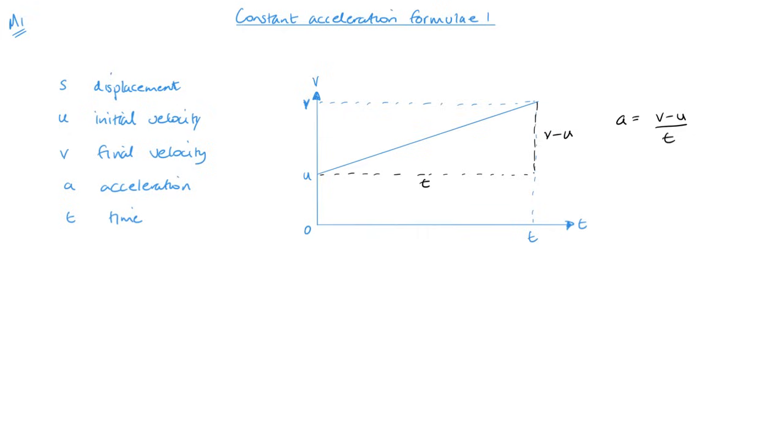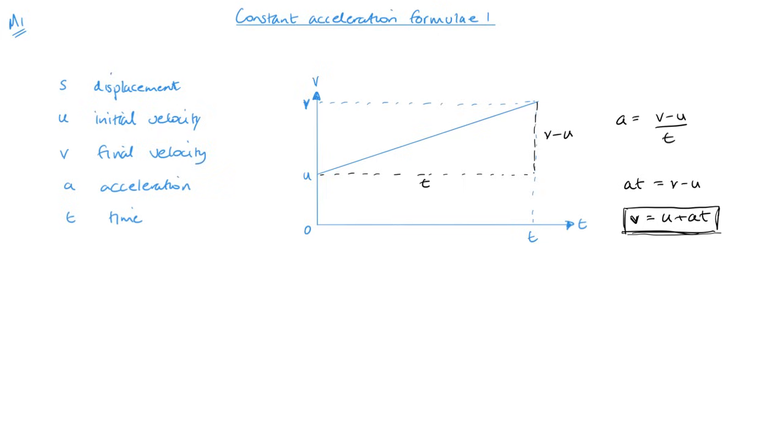So now I can rearrange this equation. So at equals v minus u, then add the u to the other side, and I get u plus at. So v equals u plus at. So that is my first formula.